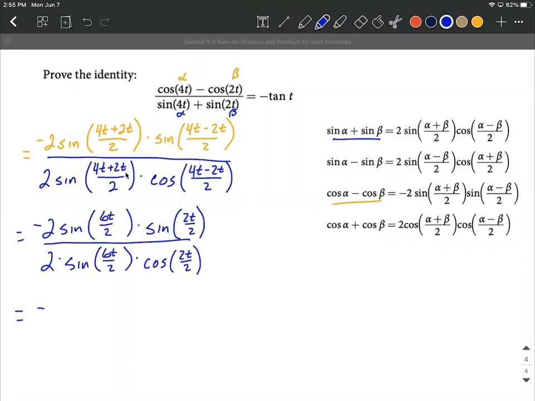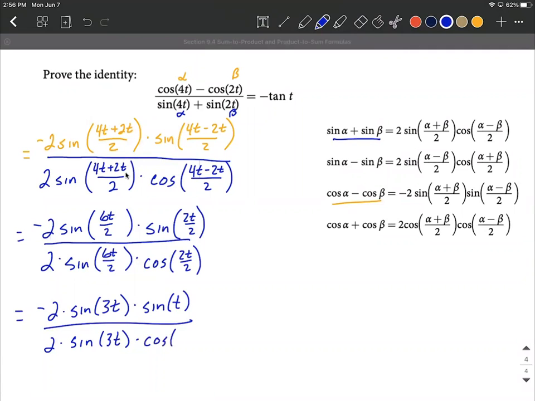A little bit more reducing down before we cancel things out. I'm going to bring along that negative 2. I can say this is sine of 3t, 6t over 2, times sine of t, divided by 2 times sine of 3t, times cosine of t, just reducing down these fractions. All right, at this point, hopefully we notice we can do a little bit more reducing down. We have a 2 in the numerator and a 2 in the denominator. That makes a 1. We have a sine of 3t over a sine of 3t. Again, that'll make a 1.